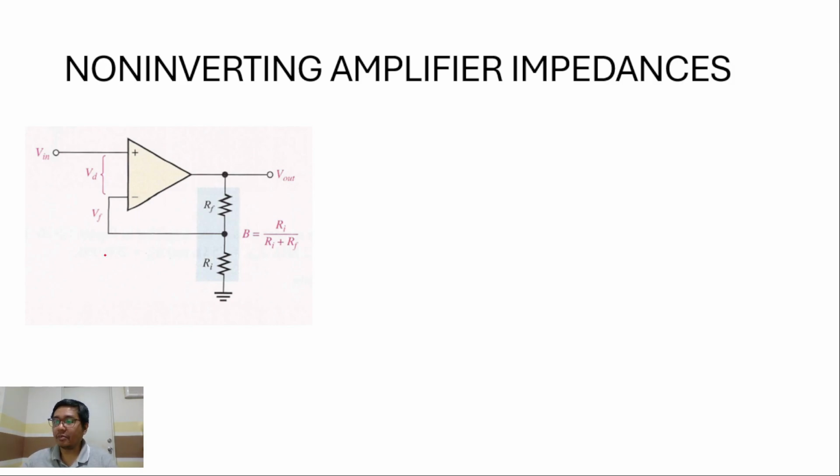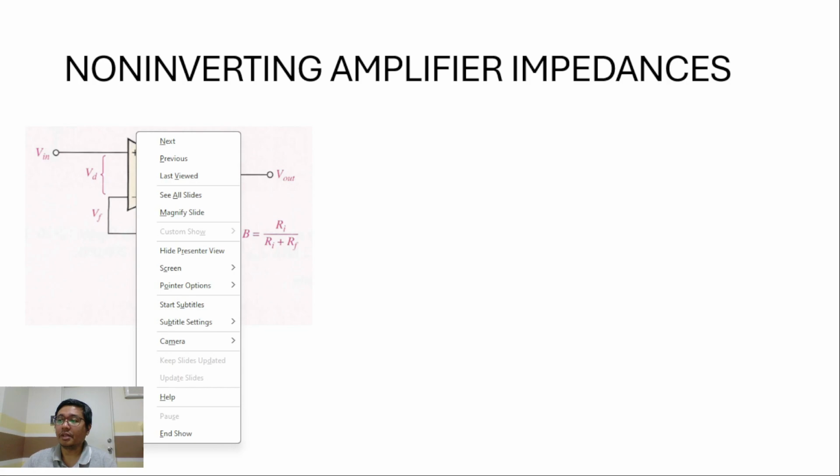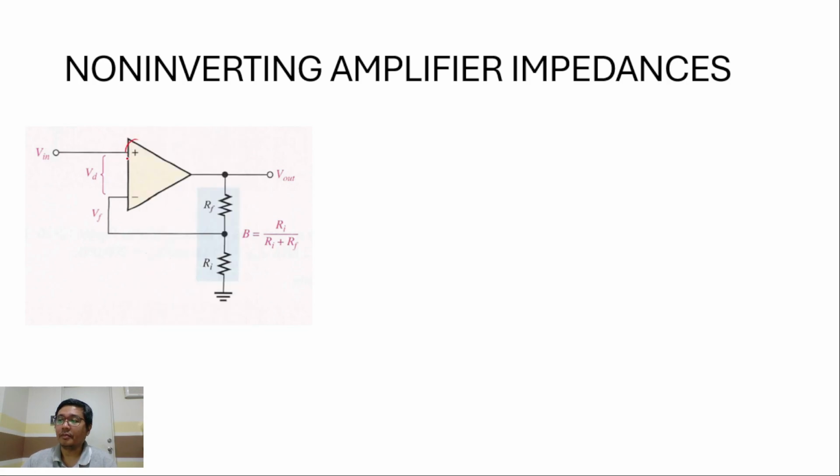In our diagram, you can see that we have a non-inverting amplifier wherein Vin is applied to your non-inverting input, or the plus input, and the feedback voltage is being applied to your inverting input. Let us review the concepts of negative feedback in a non-inverting op-amp.